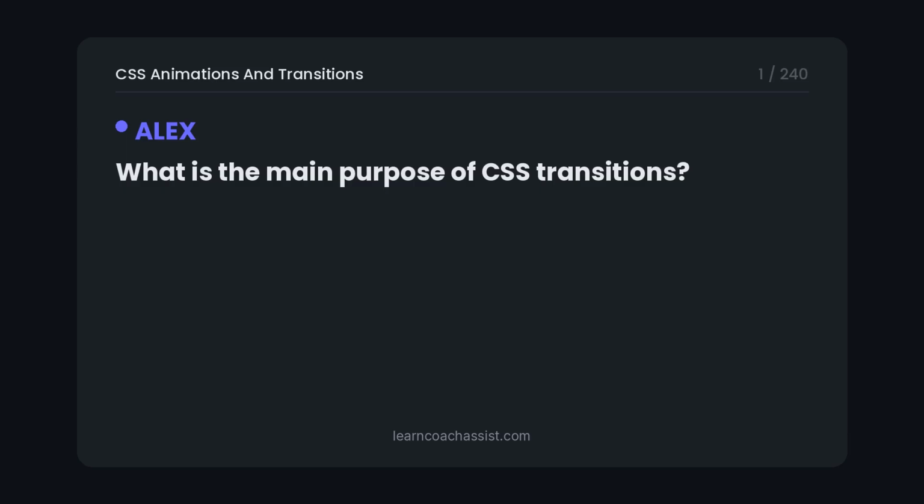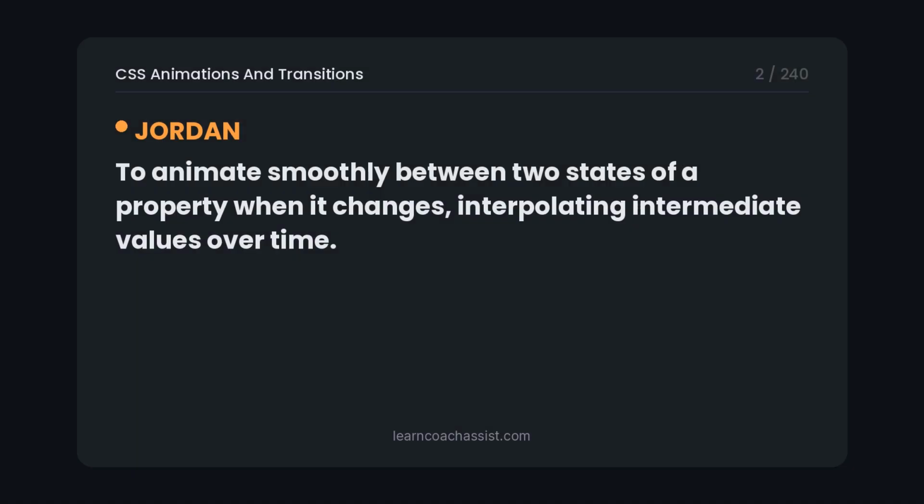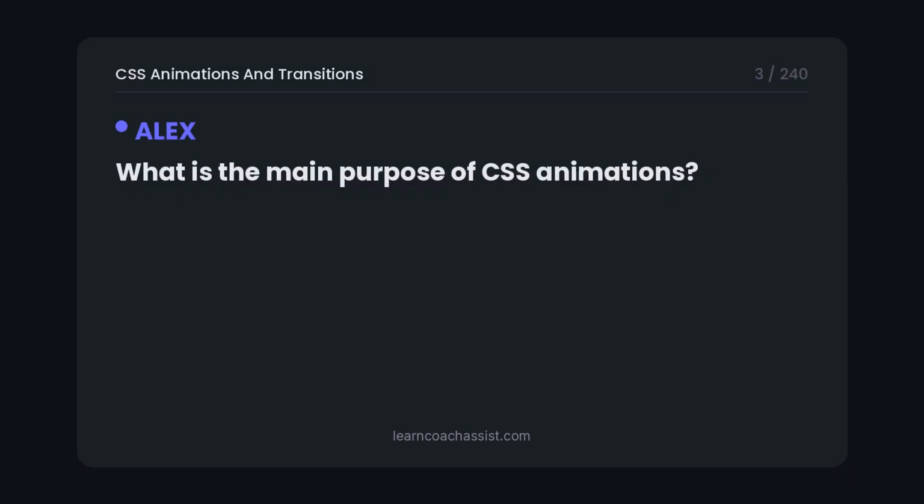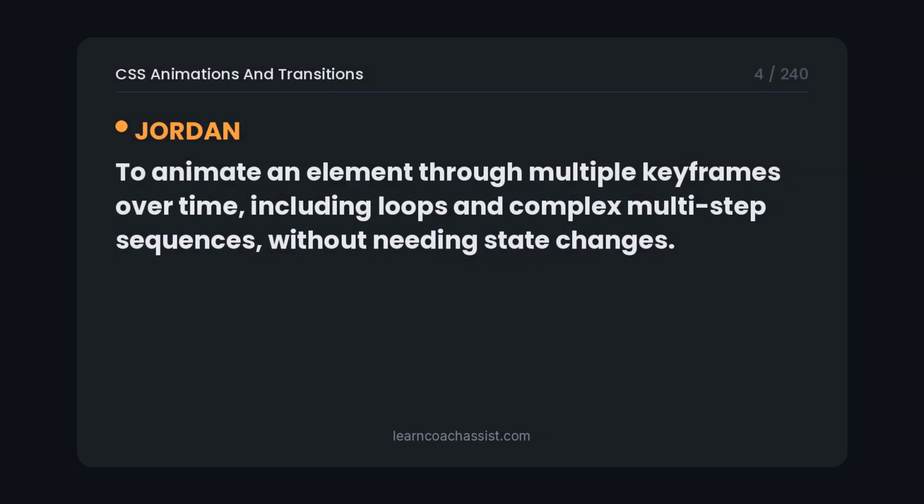What is the main purpose of CSS transitions? To animate smoothly between two states of a property when it changes, interpolating intermediate values over time. What is the main purpose of CSS animations? To animate an element through multiple keyframes over time, including loops and complex multi-step sequences, without needing state changes.